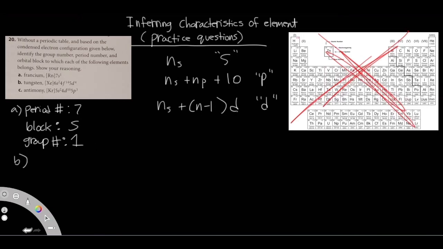B, tungsten. We'll look at the period number. The highest principal quantum number is 6. So our n value is 6. So our period number will have to be 6. Next, we have to look at the very end. It is D. So our block is going to be D.